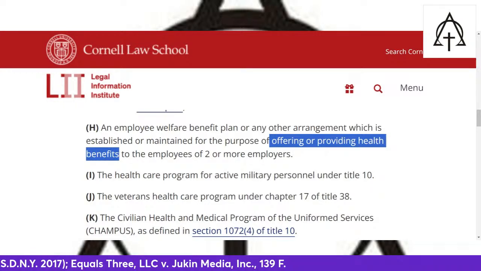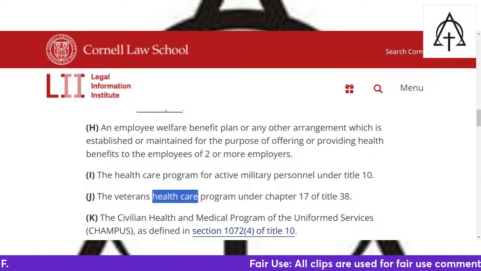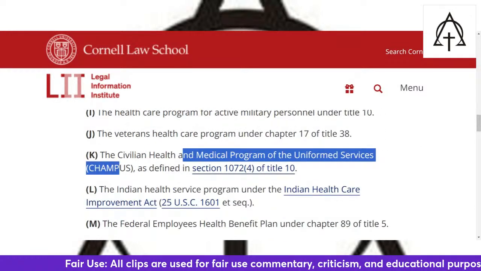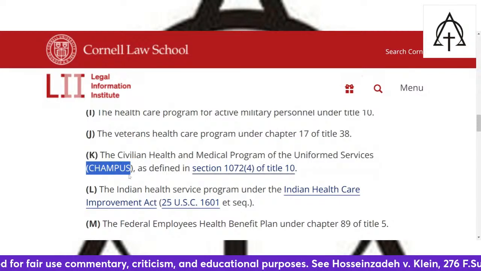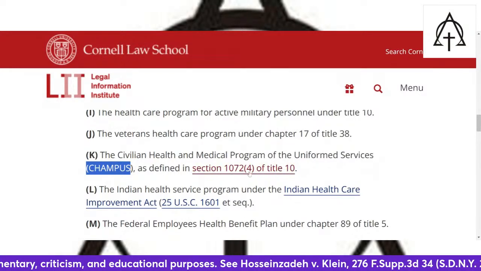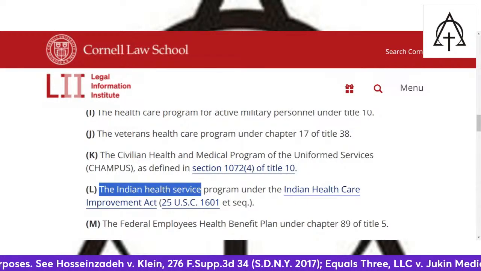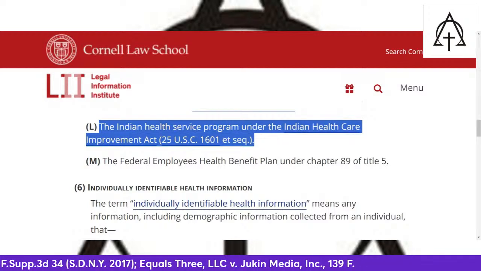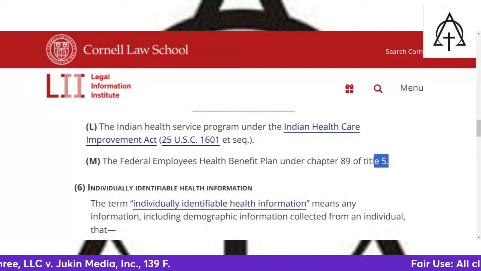The healthcare program for active military personnel under Title 10. Did you know that's what Social Security really is? The Veterans Healthcare Program under Chapter 17 of Title 38. The Civilian Health and Medical Program of the Uniformed Services, CHAMPUS, as defined in Section 1072(4) of Title 10, and the Indian Health Service Program under the Indian Health Care Improvement Act. Federal Employees Health Benefit Plan under Chapter 89 of Title 5. Employees.